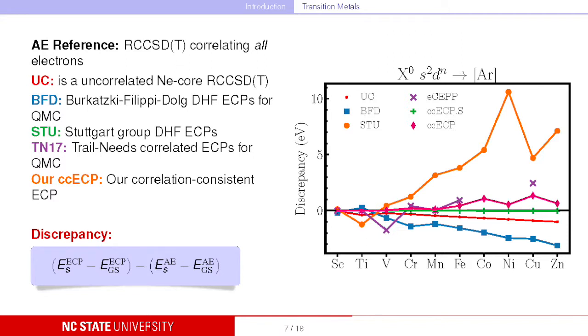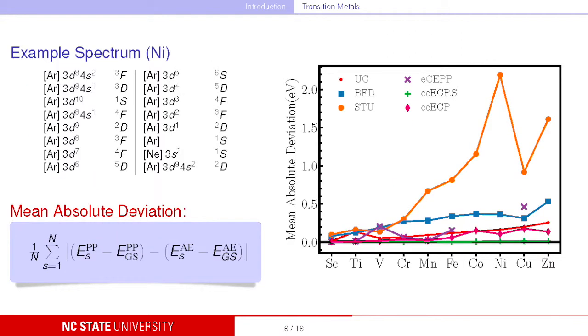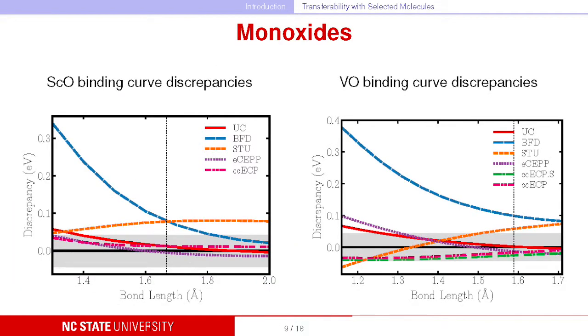And lastly, I'm showing a mean absolute deviation over a wide variety of states, which is shown here on the left, an example spectrum for nickel. And as you can see, again, the errors compared to all of the other core approximations are quite small, and actually smaller than the uncorrelated core for all of the transition metals. So all this to say that our ECPs, we believe, are quite accurate and useful, and we hope that you start to use them. And so we hope that we make it easy.